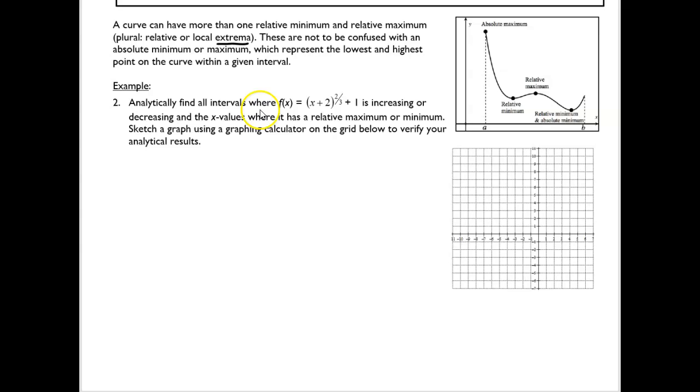Okay, so in our example, we want to find all of the intervals where f of x is increasing or decreasing, and the x values where it has a relative max or min. Then we're going to graph it and check to see if we get the same thing. So our first step, if it's not given to us, is to find f prime of x.